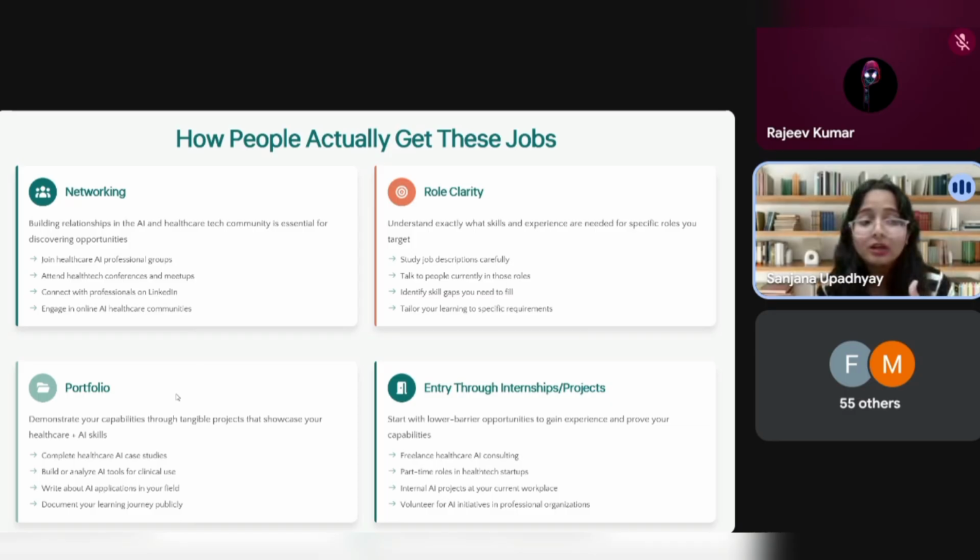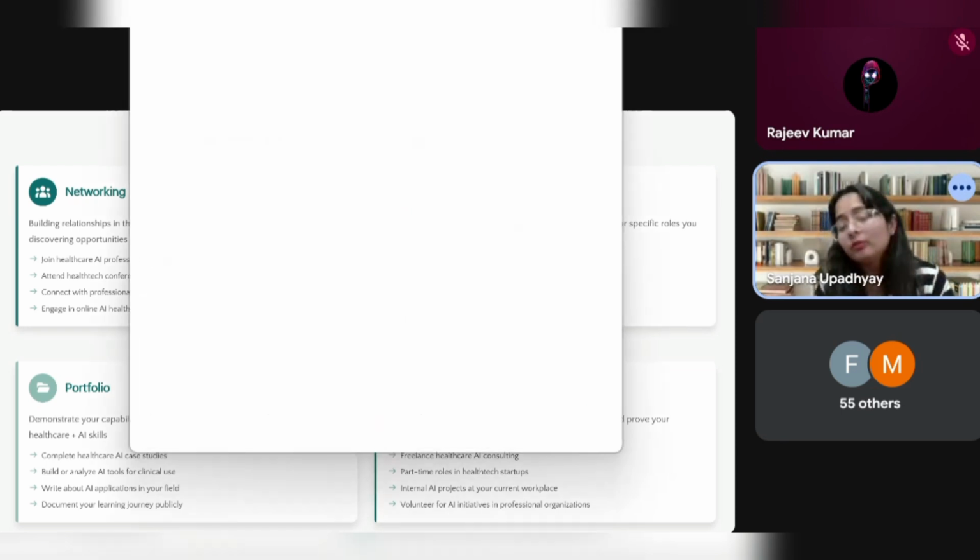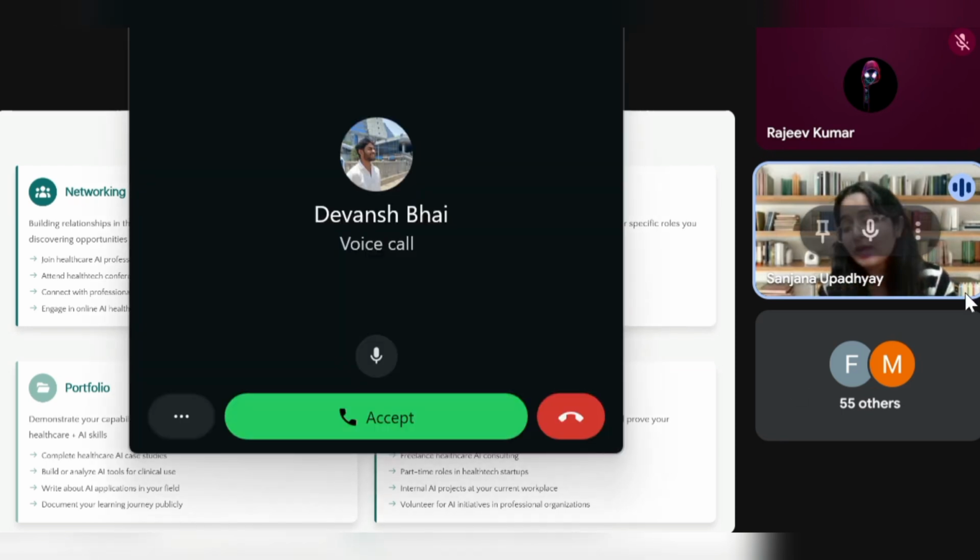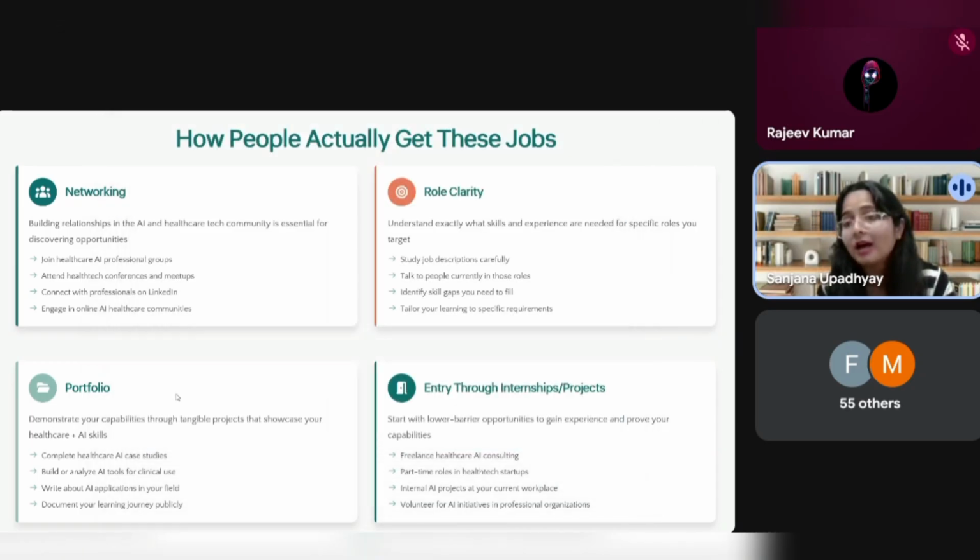So first you should understand the role clarity, then you should build your portfolios, and then enter through internships and projects. Any company needs to assess whether you are a credible person to give that kind of money to or not. So you should start with internships, build projects, and you can directly approach people on LinkedIn. LinkedIn is a very nice place where you can actually message people directly saying, I am this person, I have worked in this way, and please give any opportunities which are available.